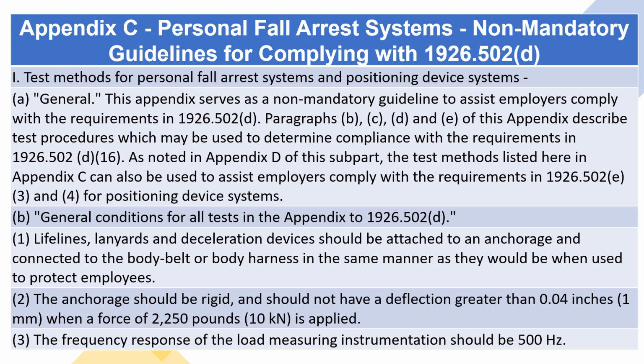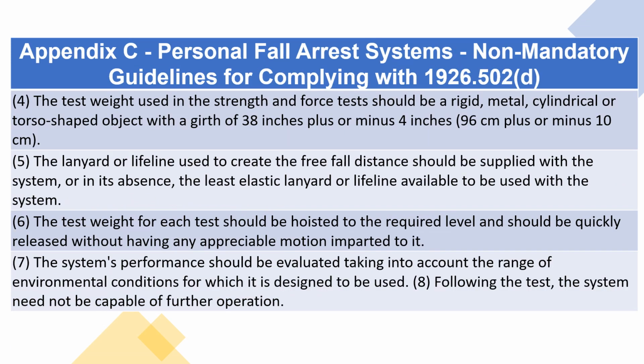1926.502. 1. Lifelines, lanyards, and deceleration devices should be attached to an anchorage and connected to the body belt or body harness in the same manner as they would be when used to protect employees. 2. The anchorage should be rigid and should not have a deflection greater than 0.04 inches (1 mm) when a force of 2,250 pounds (10 kN) is applied. 3. The frequency response of the load measuring instrumentation should be 500 Hz. 4. The test weight used in the strength and force tests should be a rigid, metal, cylindrical or torso-shaped object with a girth of 38 inches plus or minus 4 inches (96 centimeters plus or minus 10 centimeters).